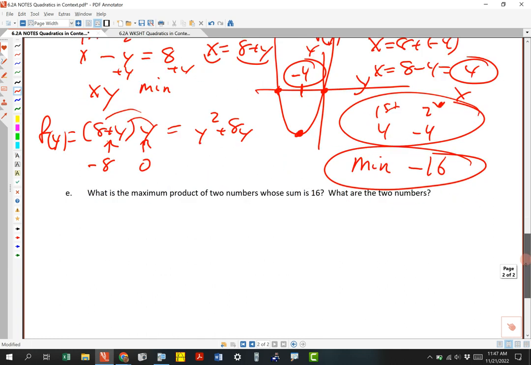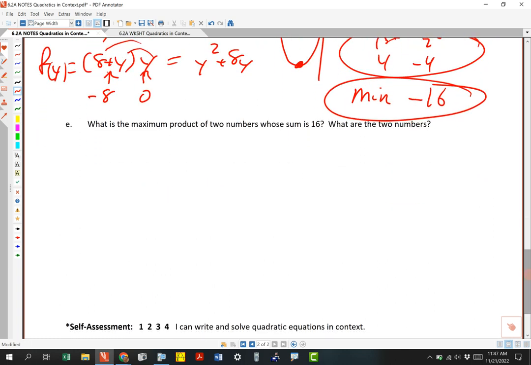Oh, these take a while to sink in. Okay, last one. What is the maximum product of two numbers whose sum is 16? So they have to add up to be 16. So I'm going to take the two of them and add them together and get 16. Okay, wait, you should let us do this one. And we're going to multiply them together, and we want to have the max product.